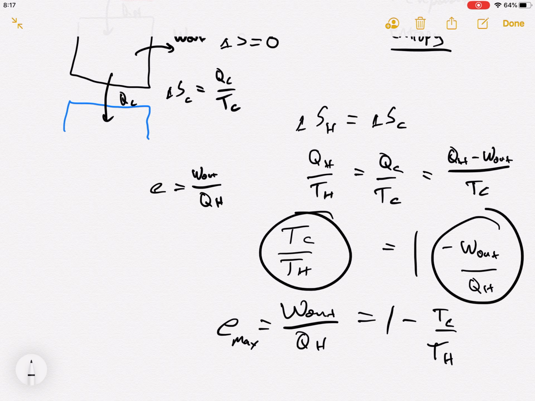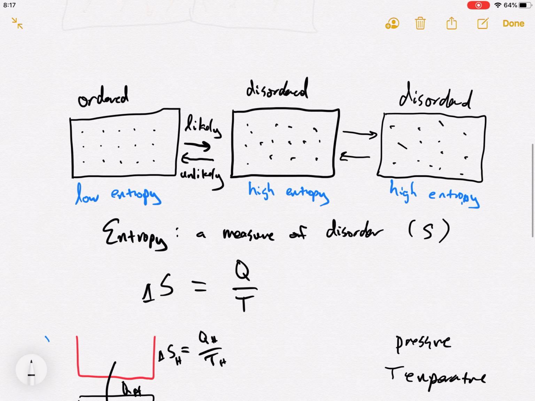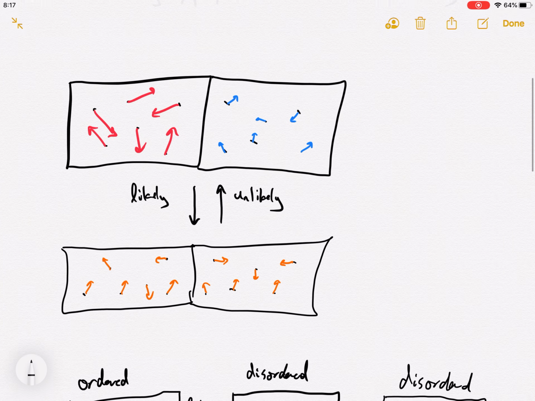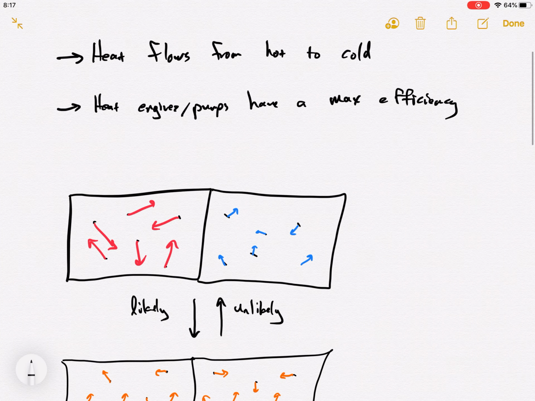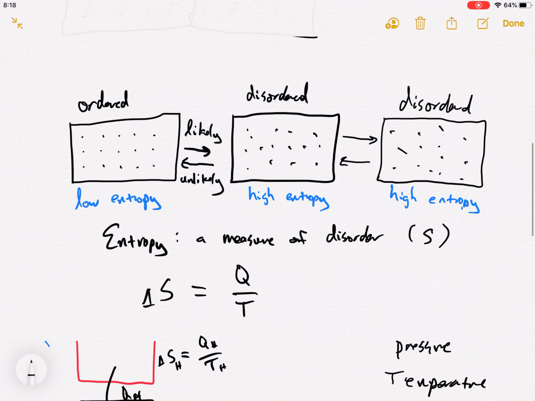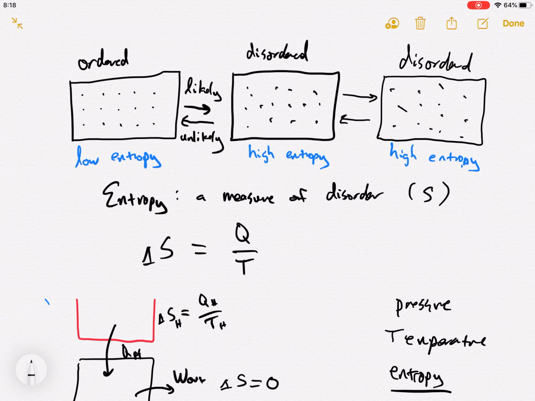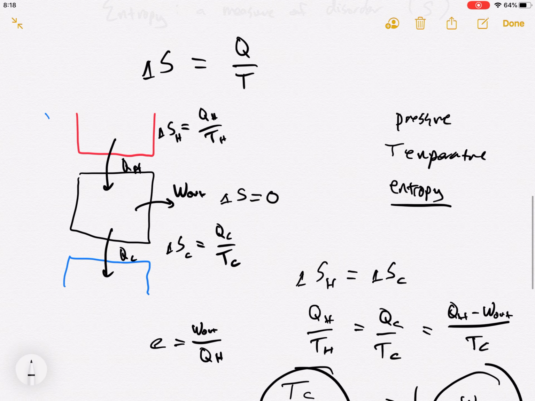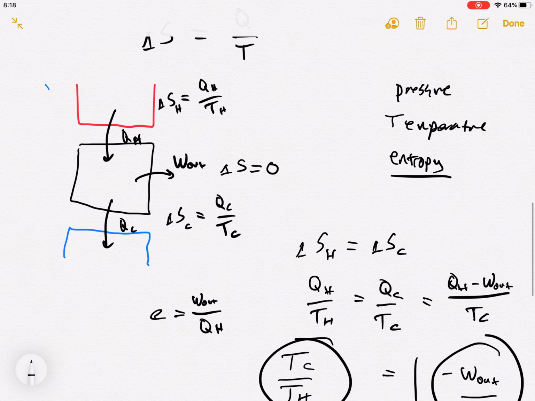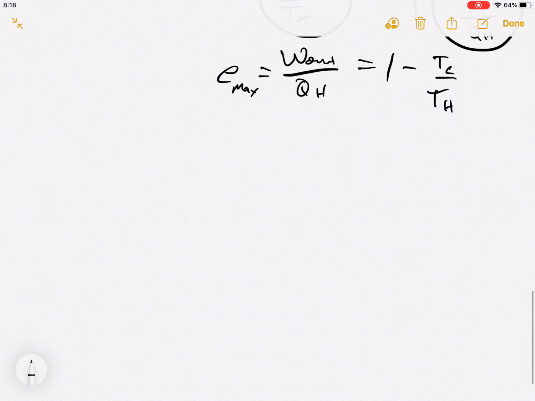Okay. And you can do the same kind of argument for a heat pump. I'm not going to do that here. So entropy is the reason that heat moves naturally from hot to cold. That's a statistical argument. And in any process, entropy has to be increased. And for a cyclic process, the entropy of the system has to stay the same. All right. And so you can say if you wanted the entropy of a system to decrease.